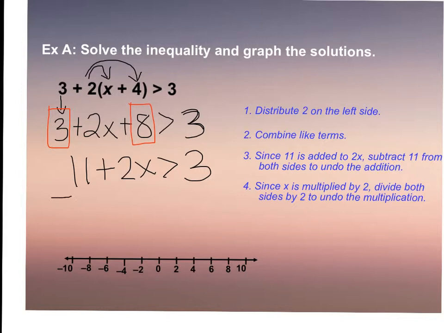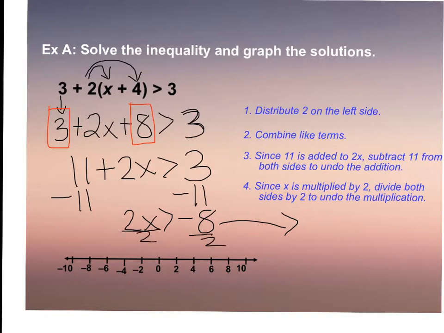Next, I'll subtract 11 from both sides and get 2x is greater than negative 8. And I'll go ahead and finish the problem over here so I don't write on my number line. Divide both sides by 2, and x is going to be greater than negative 4. Go ahead and answer this question for me in your notes. Why did I not switch the inequality symbol at the very end? Take a minute and think about it.